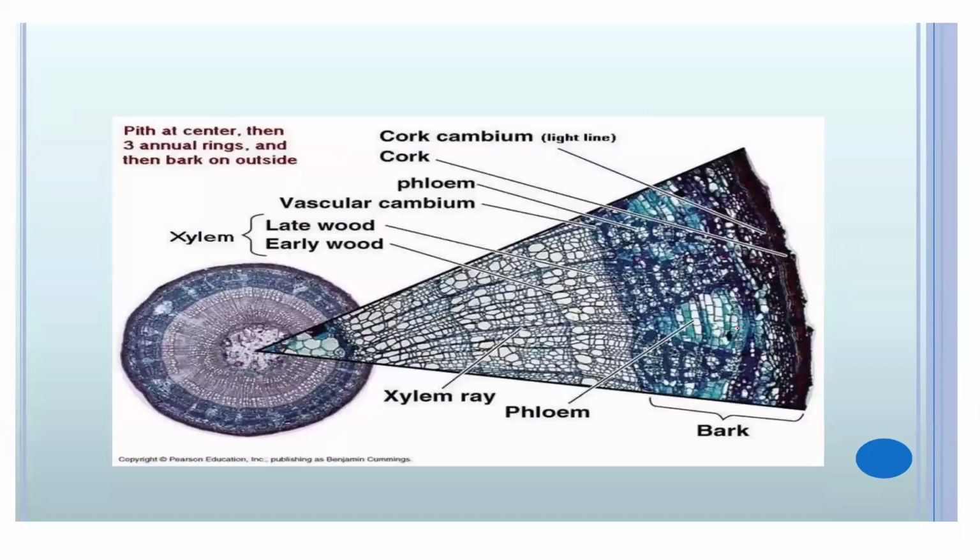So here, this one is the vascular cambium. It produces xylem towards the inside and phloem towards the outside. Here is the bark and here the cork cambium. So another cambium, the cork cambium, is also present, and it produces the bark.